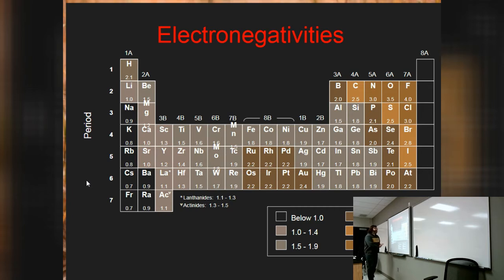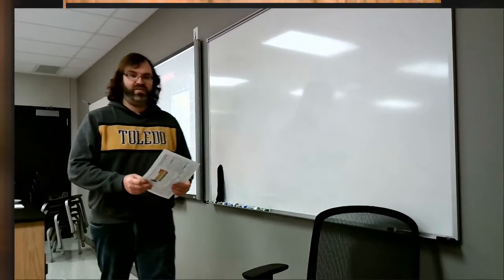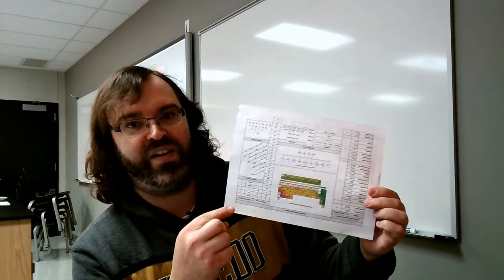So excluding the noble gases, as we move to the right on the periodic table, the top right, that is where our electronegativities increase. Now, you might be saying, Mr. Duffy, how am I going to be able to remember these electronegativity values? Well, you don't have to.